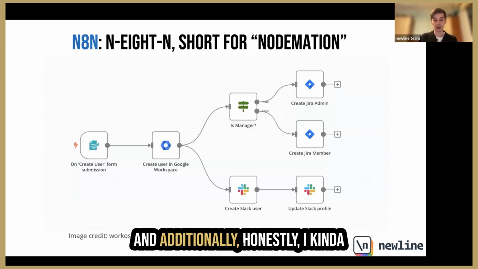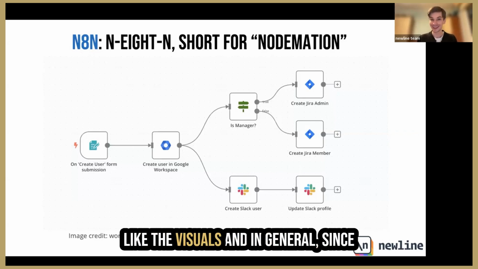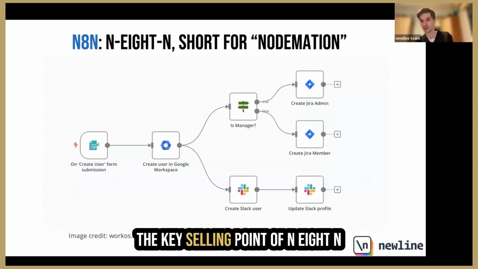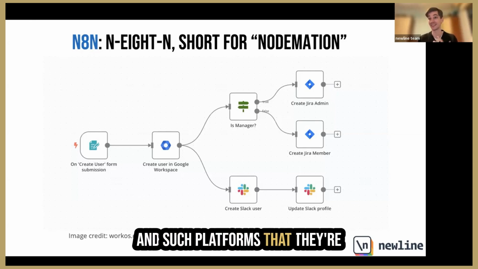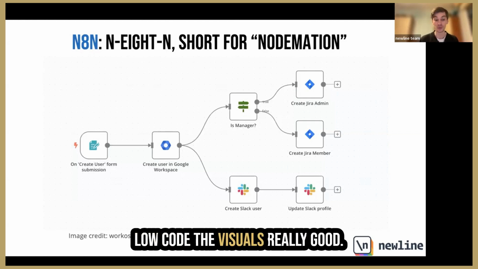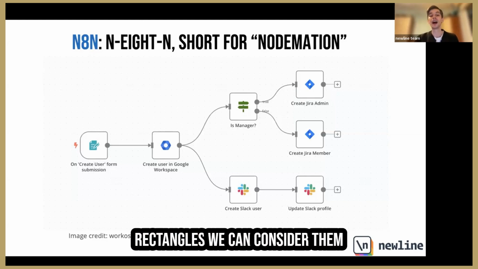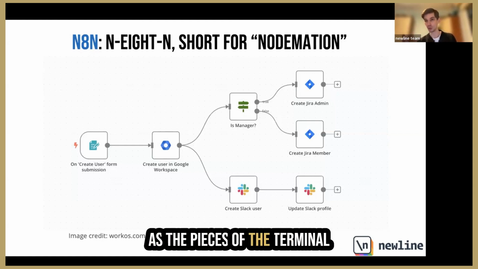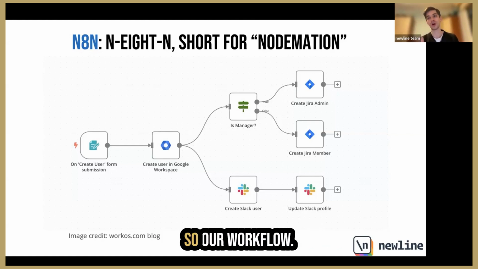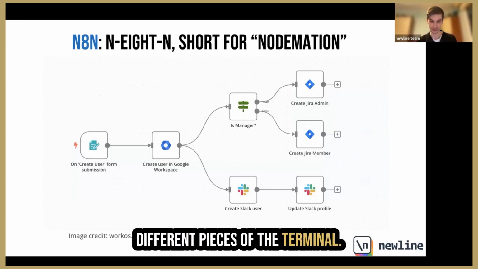And additionally, honestly, I kind of like the visuals, and in general, since the key selling point of N8N and such platforms is that they are low code, the visuals are really good. You can see right now that this is basically a bunch of different rectangles stacked up together, and it's just like a drag and drop interface there. And all those rectangles, we can consider them as pieces of a domino, and they're called nodes. So our workflow consists of nodes, of different pieces of the domino.